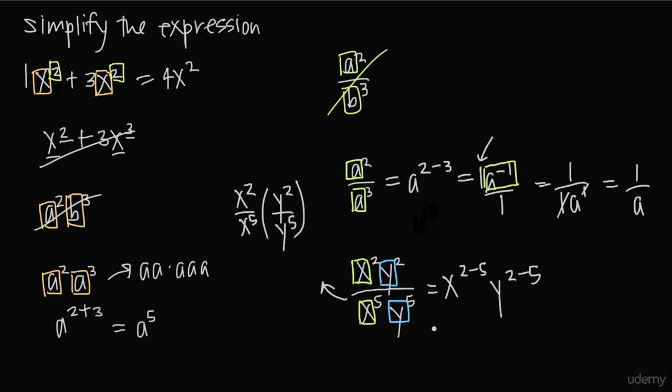So we end up with this here, and of course that's going to be x to the negative 3 times y to the negative 3. And now we have negative exponents. Remember, we have this implied 1 in the denominator. So we can move these two values to the denominator, and we end up with 1 over x cubed y cubed for our final answer.